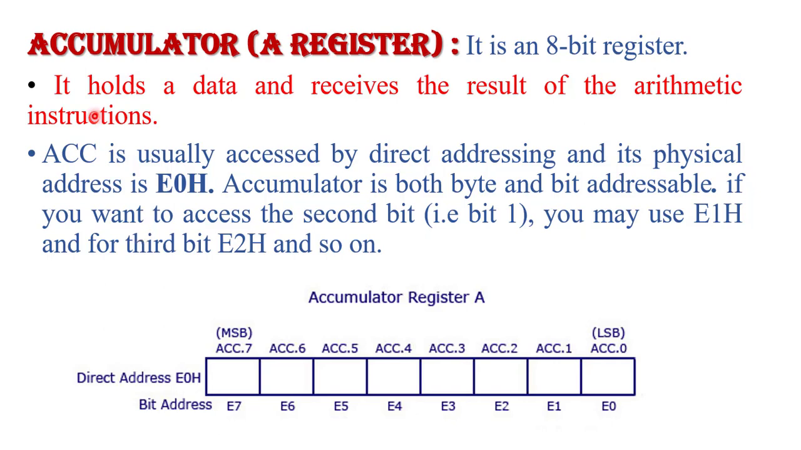This register is basically used to hold data and receive the result of all the arithmetic and logic operations performed by the ALU. This register is directly addressable and the physical address is E0H. If we want to access the second bit of the accumulator register, we use bit address E1H. If we want to access the fifth bit, we use bit address E4H.